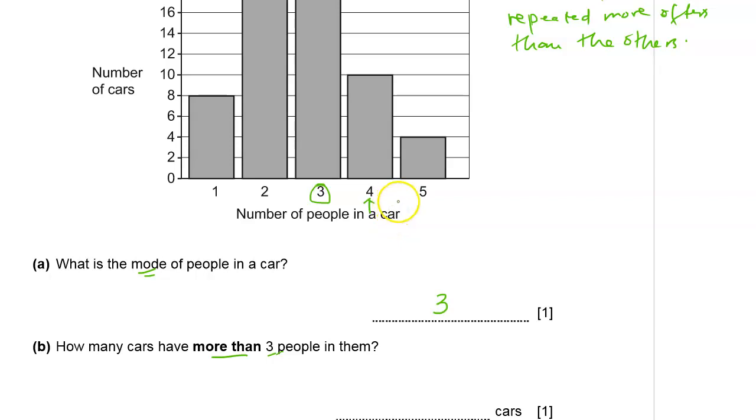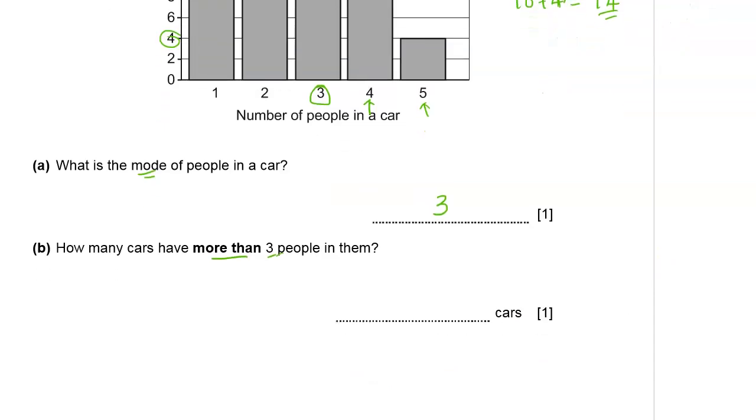So we come here at number of people in a car that is greater than 3, which is 4 and 5. The number of cars that have got 4 people are 10, you can see from that. And the number of cars that have got 5 people, you rise up there, you find it is 4. So the number of cars that have got more than 3 people is the sum of 10 and 4, which will give us 14. So the answer here is 14.